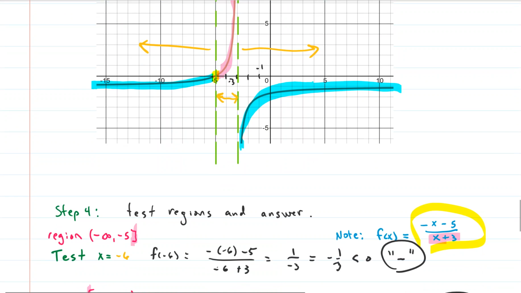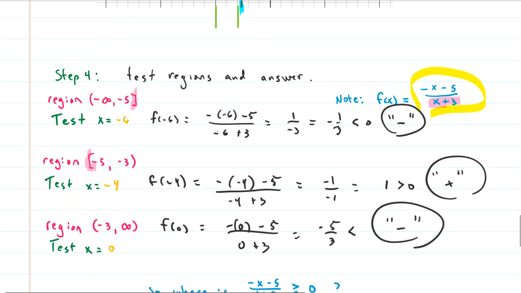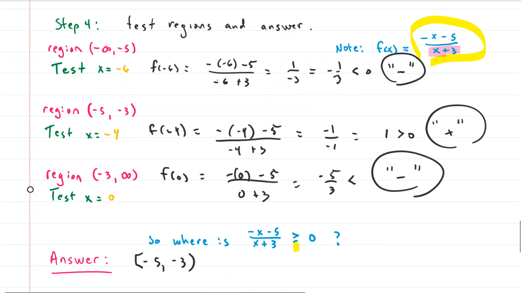So technically speaking, if I'm just testing a region, I would probably want to not include -5, because if I chose -5, it would give me 0, and that doesn't help me to know if it's above or below. But down here with my answer, -5 to -3, I would definitely use the bracket on the left and a parenthesis on the right, because we include -5, but we don't include -3.